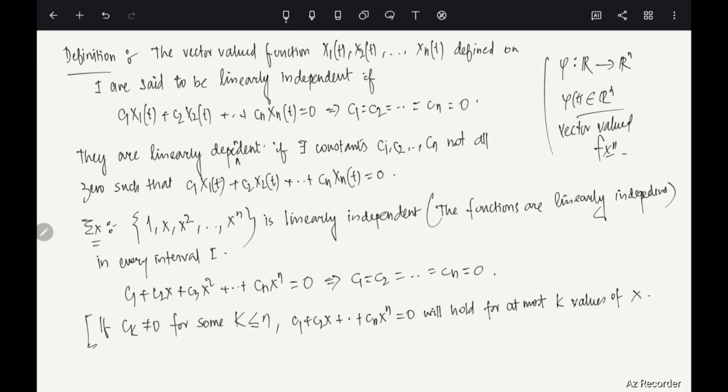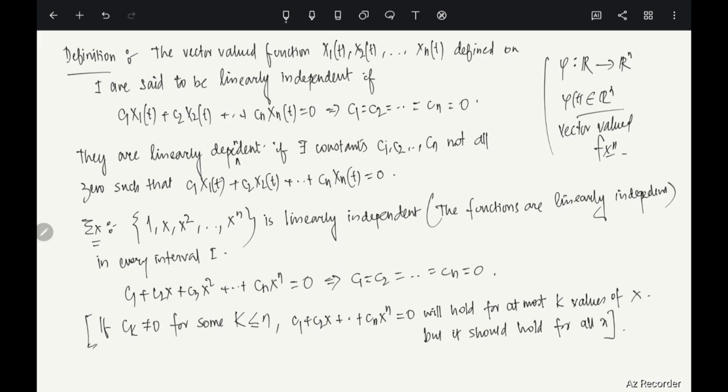So basically what I'm trying to say is this. There will be only k values of x for which this relation holds, right? But the thing is, this relation in this case has to hold for all x, right? It should hold for all x. Okay, so that's a contradiction, and hence, see, this is one way of looking at it.